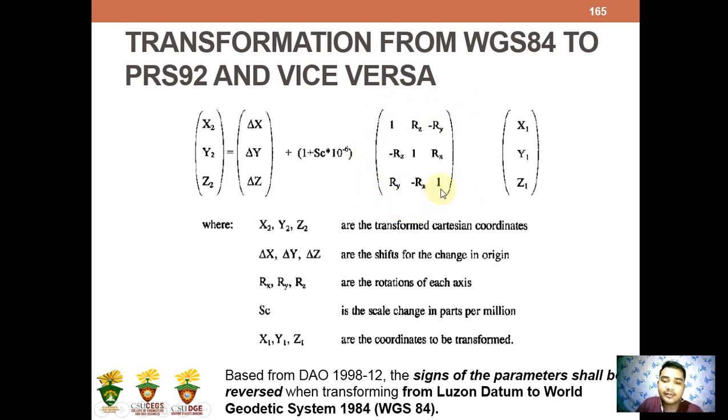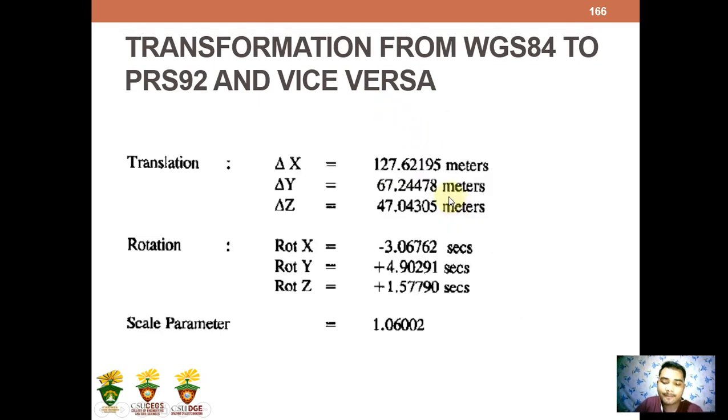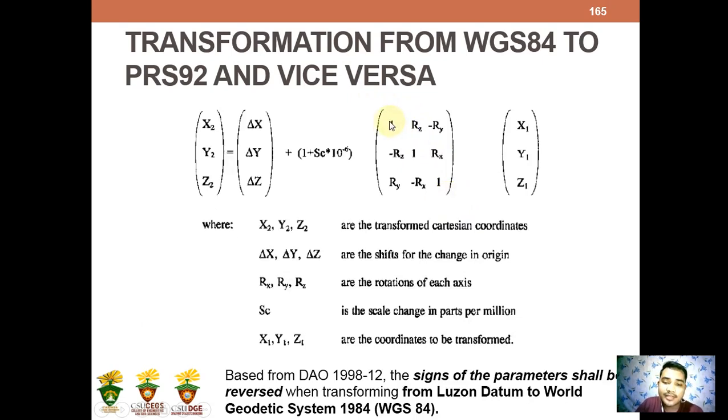So, the first tip for memorizing this 3x3 matrix is that the diagonal of the 3x3 matrix is equal to 1. All of them are 1. The second tip is that the right side of the 1 in each row is always positive.